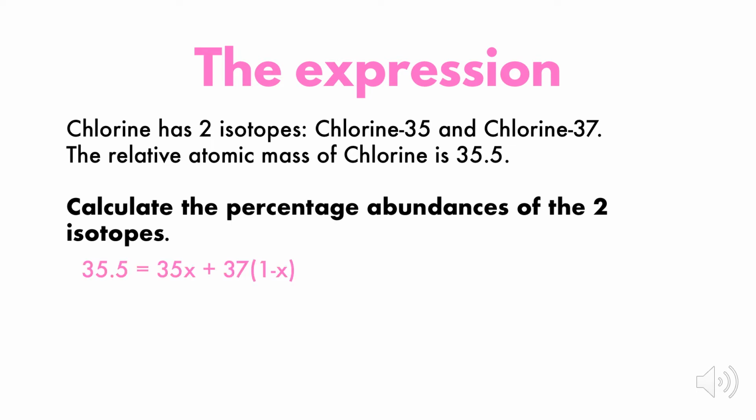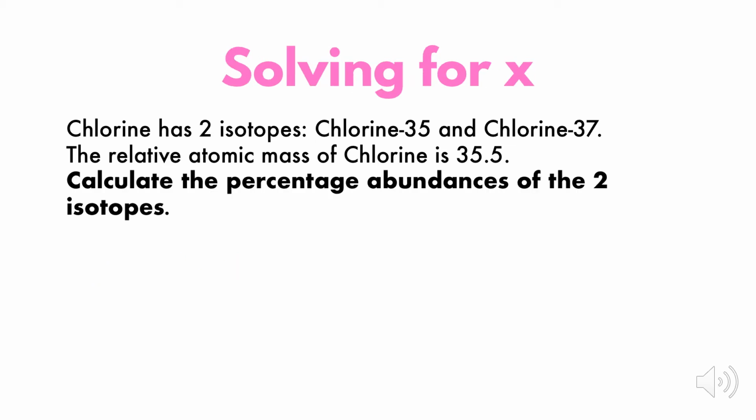The expression you should have then is 35.5 equals 35x plus 37 times 1 minus x. Where that comes from is the 35 is the mass of chlorine 35, and we decided that its abundance was x, and the 37 is the mass of chlorine 37, and the 1 minus x was its abundance. We've got the expression then, so the next step is to solve for x. So you can pause the video again, give that a go, and restart when you're ready to check your answer. Have you got x? Well, let's see what you've done and see what I've done, and we'll see if we both get the same answer.